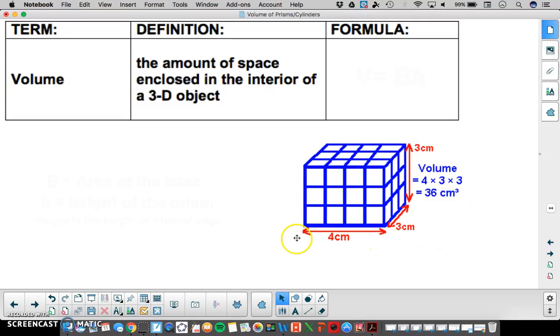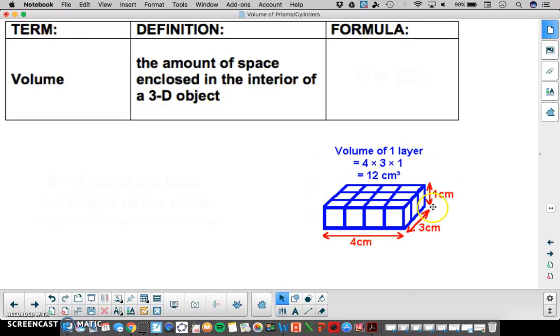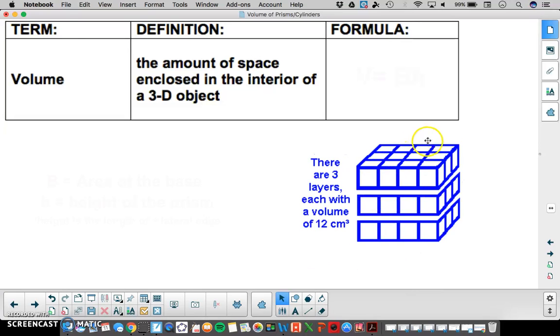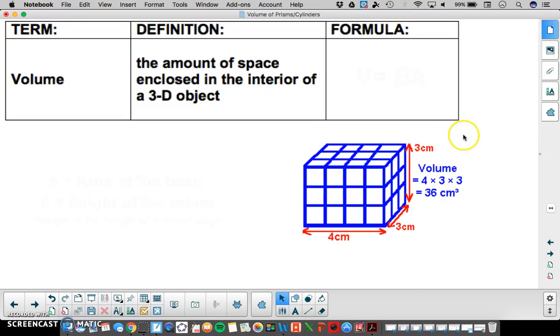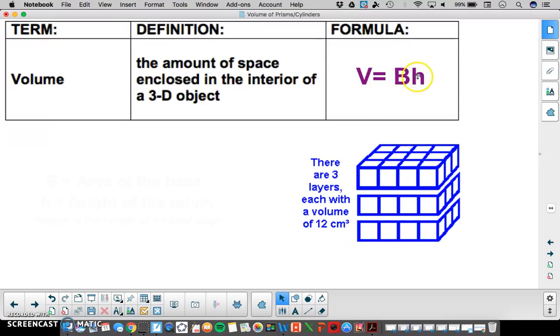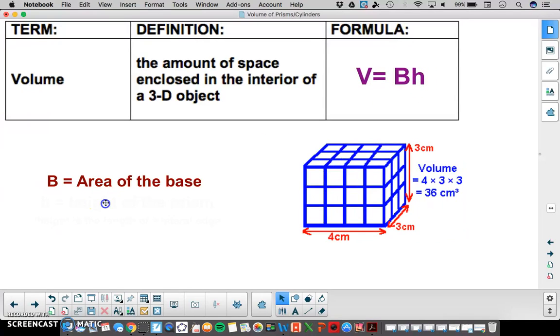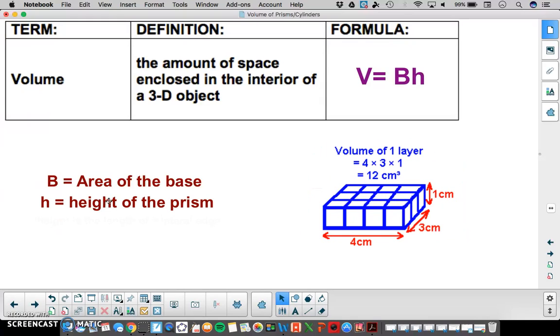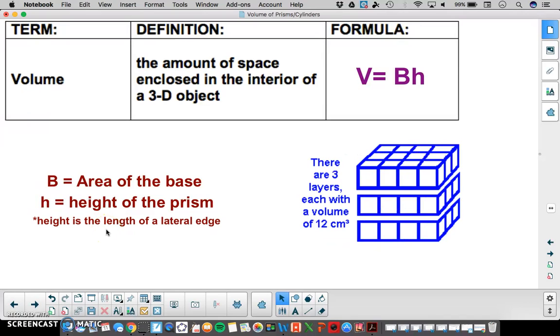So we're taking the area of that base and then multiplying that by how many stacks there are. Notice that's the height of our prism. So we have a formula for volume of B times H. Remember, big B is the area of the base and H is going to be the height of the prism. Remember, the height of a prism is the length of a lateral edge.